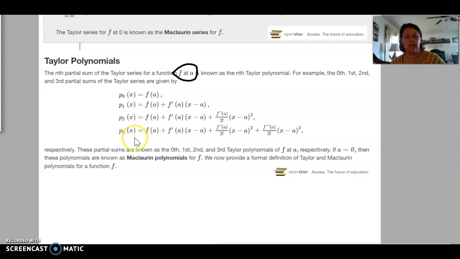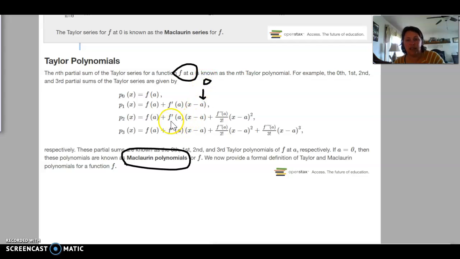And then continuing on until you get down to p sub 3. This is going to be a polynomial of third degree: f of a plus f prime of a, x minus a, plus f double prime of a over 2 factorial, x minus a squared, plus f triple prime of a over 3 factorial, x minus a cubed. And then again, the Maclaurin polynomials for f is when this a value here is going to be 0.